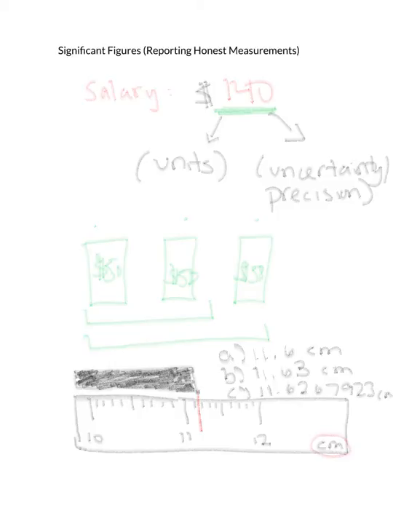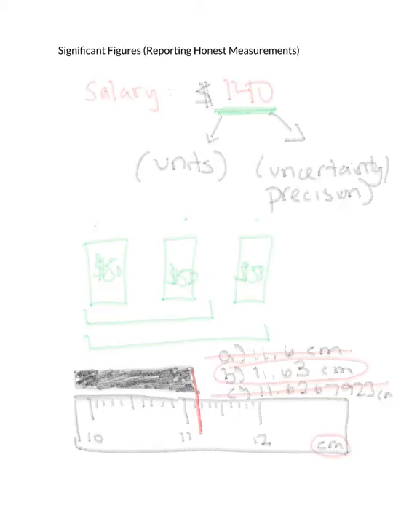I eliminate answer A because my tool's a little bit better than that, right? I know that the object crosses after 11.6, so my tool is better than answer A. I eliminate option C because there's no way that my eye is good enough to get that many decimal places on there. However, it is possible for me to estimate that this object is about 11.63 centimeters.